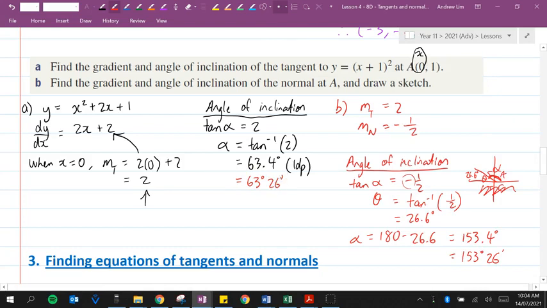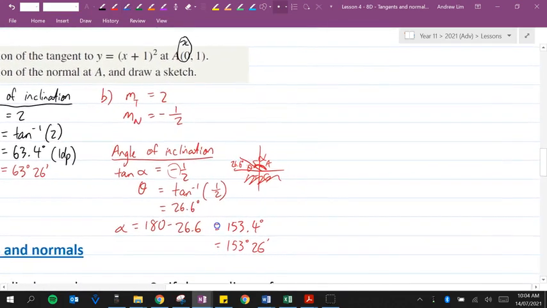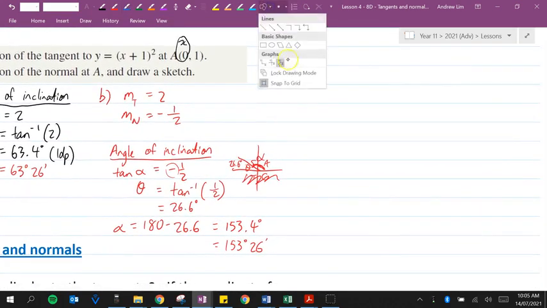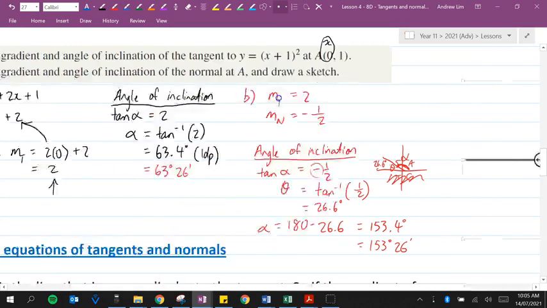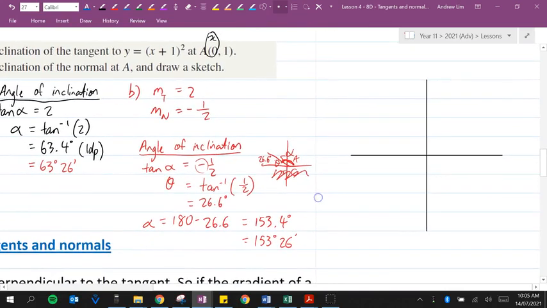All right, so let's sketch this. Sorry, there's not much space here. I'm just gonna go over here. Okay, we wanna sketch y equals (x plus 1) all squared. That's a concave up parabola. Minus 1 is the turning point. When x is 0, y is 1.